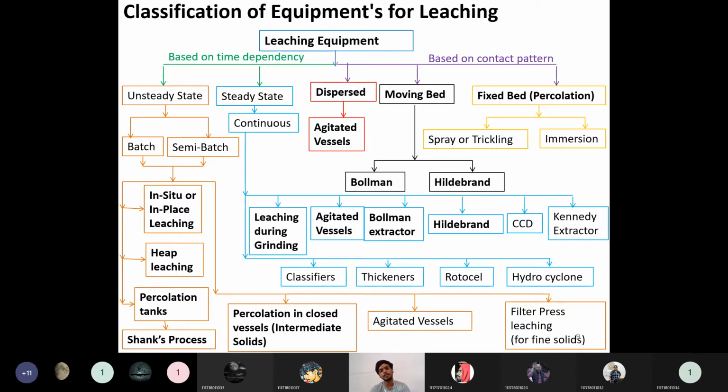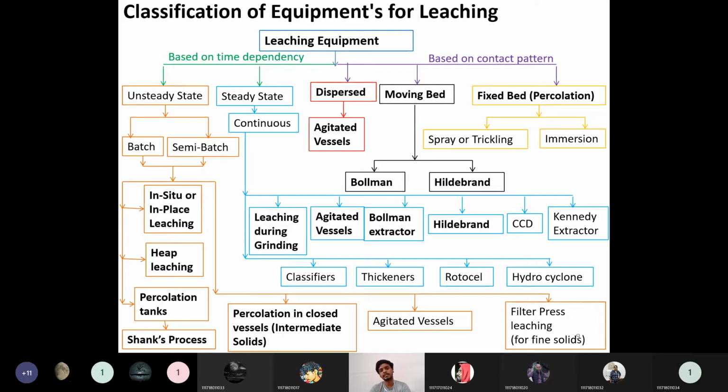So 50 to 60% of the gold can be extracted using this method, leaching during grinding, using a sodium cyanide solution or a potassium cyanide solution together with the ore. These gold ores will be ground in a wet grinding setup. Then the cyanide solution along with the extracted gold will come out. Then that will be subjected to further purification, and then gold will be extracted.